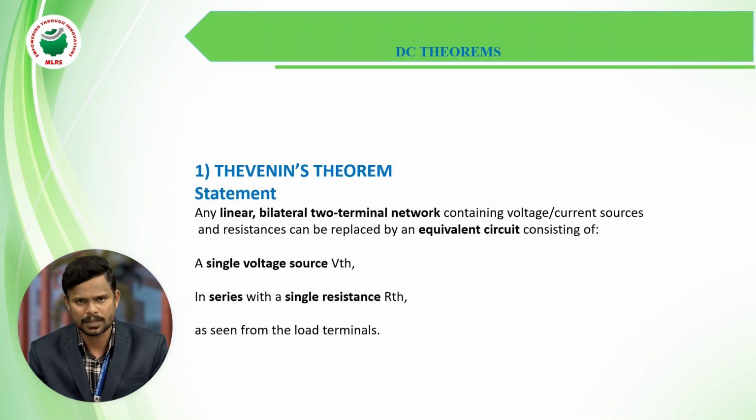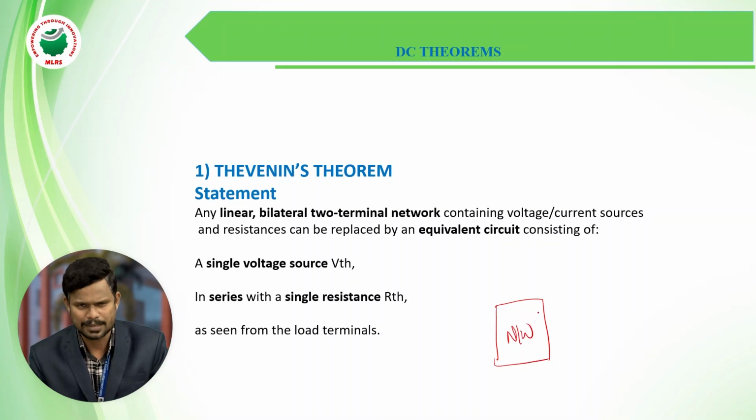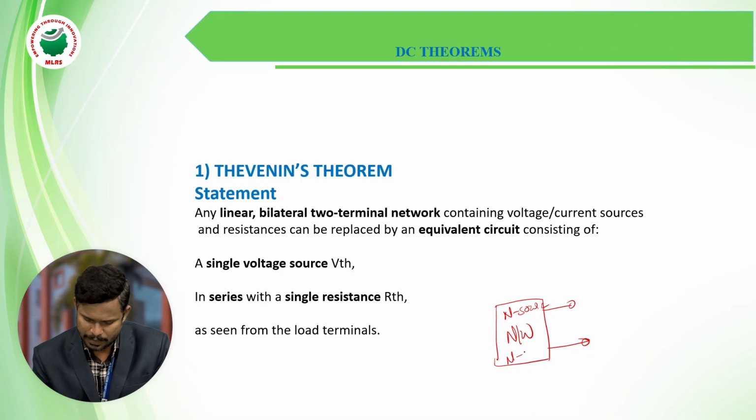In any linear bilateral network consisting of n number of independent sources and n number of passive elements, the entire network can be replaced by a single source in series with a single circuit called Thevenin's equivalent circuit. For example, a network is a combination of circuits. A circuit is a closed path consisting of active and passive elements. So this network is consisting of n number of sources and n number of elements.